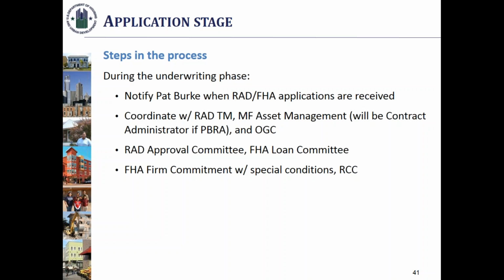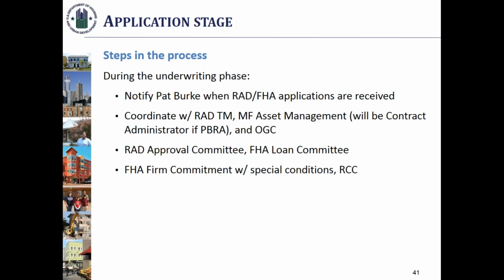You'll be coordinating with the transaction manager throughout the process, working with your folks in asset management. If they're converting to PBRA, the account executive will actually be the contract administrator, I believe. And then you'll be working with OGC, of course, during the closing phase, but possibly earlier if leases or waivers are involved. The deal will go to RAD Approval Committee, then you'll go to FHA Loan Committee if necessary.